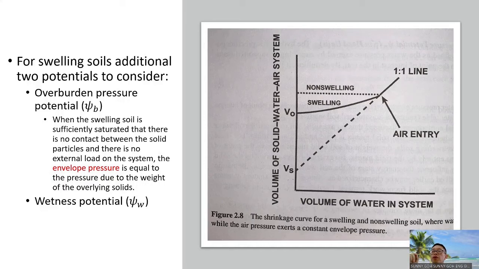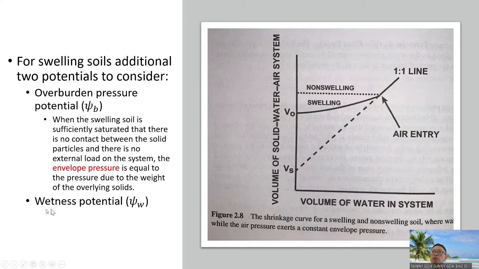For swelling soil, soil can expand in size, which is due to clay. As you know, the soil's textural components are three: sand, silt, and clay. When these components come in contact with water, only clay can increase in volume. The clay increases in volume, that's what we call swelling soil. So for swelling soil, there are two additional potentials to consider. The first is the overburden pressure potential, and the second is the wetness potential.